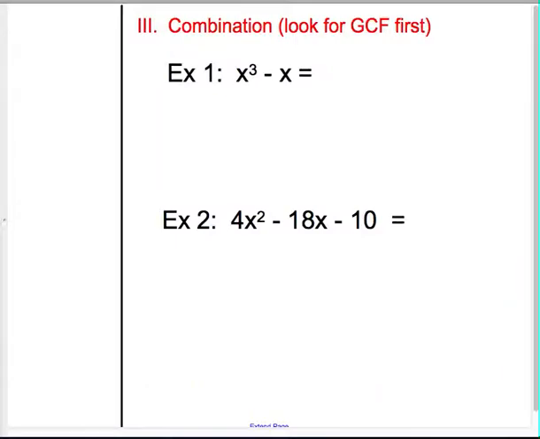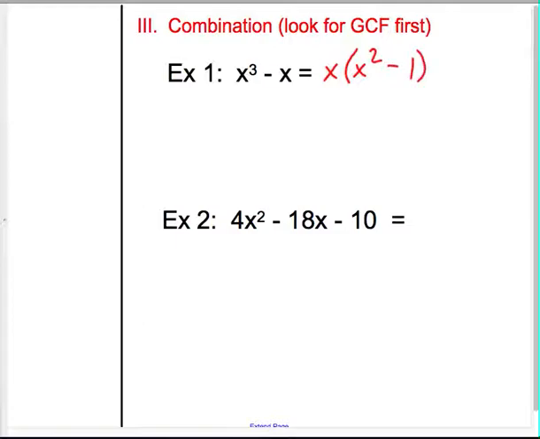All right, so we're going to take a look at this combination factoring. So our first step is to look for the greatest common factor. Here we've got a greatest common factor of x. So we factor out the x. When you pull 1x out, we have x squared left. X cubed divided by x is x squared.